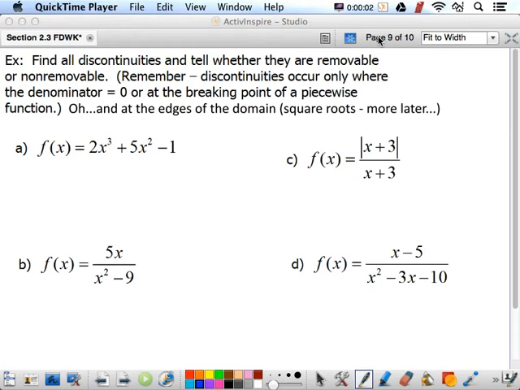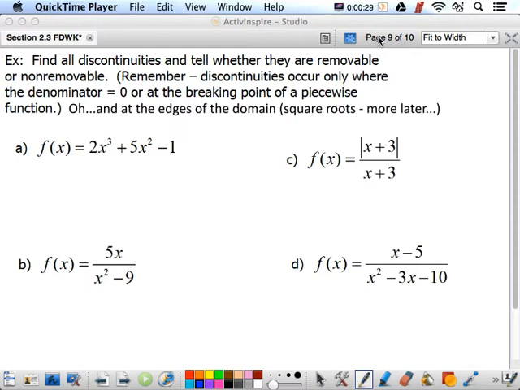So we want to find all discontinuities and tell whether those discontinuities are removable or non-removable. And if you remember, discontinuities occur pretty much where the denominator equals 0 or at the breaking point of a piecewise function and sometimes at the edges of the domain. So we'll talk more about those later. For now, we have 4 examples up here. We have A, B, C, D. Let's just look at part A first.